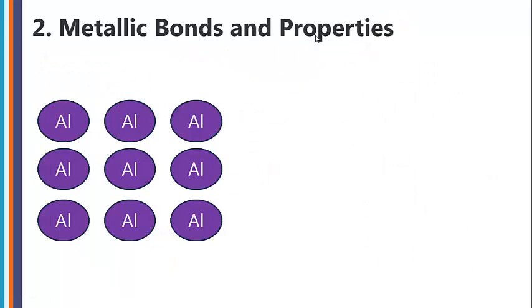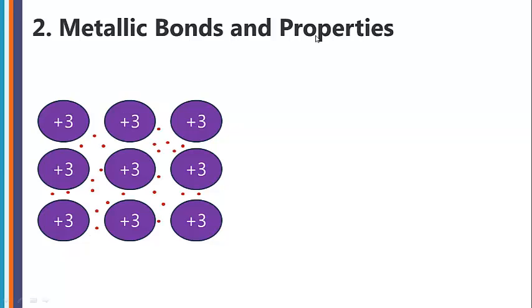The next question asks us about the different bond types and their properties. So let's start with metals. Here I have a bunch of aluminum atoms. And whenever a bunch of aluminum atoms get together, they form metallic bonds. They each give up their 3 valence electrons. If you lose 3 negative electrons, you get a +3 charge. These electrons are given up to the electron sea.